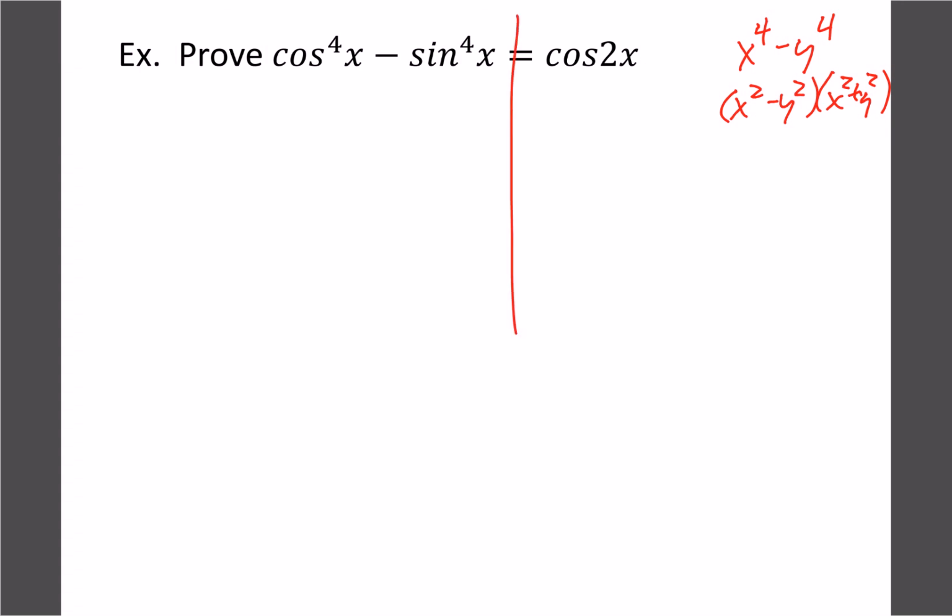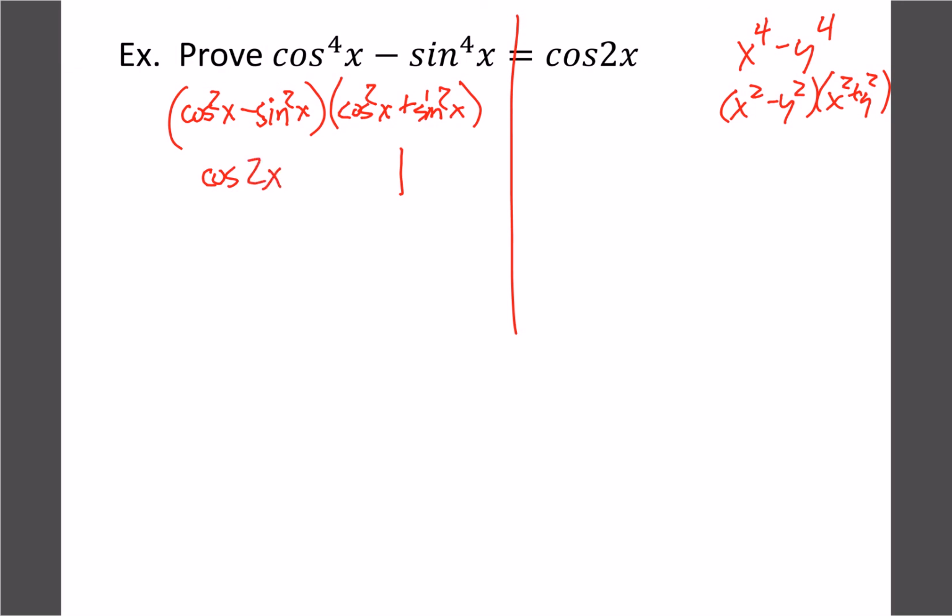If we factor the left-hand side, you would have cos squared x minus sine squared x as one factor, and the other one would be cos squared x plus sine squared x. And we can keep going now. So using your identity sheet, we know cos squared plus sine squared equals 1. And if we look further down on the list, there's a cos squared minus sine squared, which is equal to cos 2x.